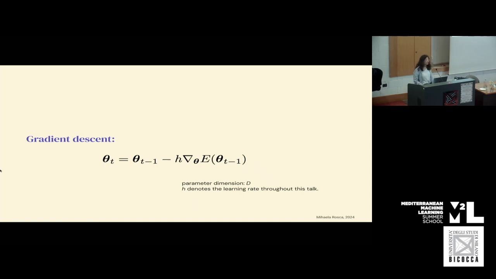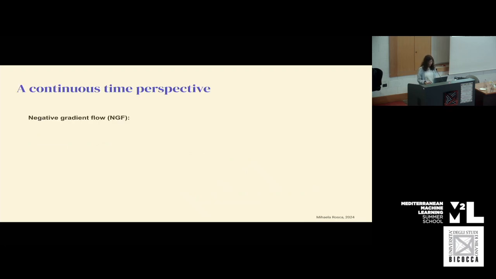So why do we do this? Why do we follow the negative gradient? Well, there are various ways to derive gradient descent. One way that I particularly like and that we're going to follow today is to start with continuous time.